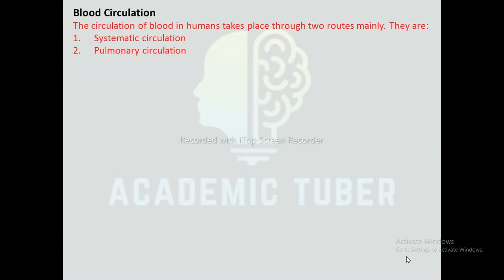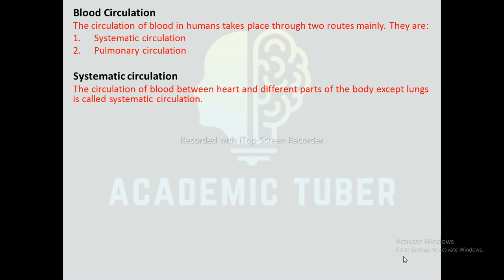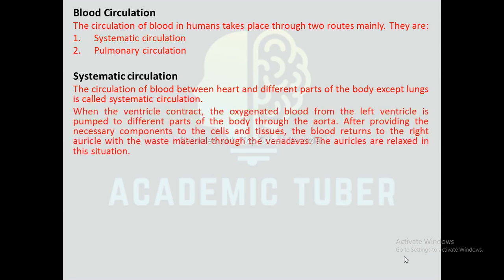Blood circulation. The circulation of blood in humans takes place mainly through two routes. They are systemic circulation and pulmonary circulation. Systemic circulation: the circulation of blood between the heart and different parts of the body except the lungs is called systemic circulation. When the ventricle contracts, the oxygenated blood from the left ventricle is pumped to different parts of the body through the aorta. After providing the necessary components to the cells and tissues, the blood returns to the right auricle with the waste material through the vena cavae. The auricles are relaxed in this situation.